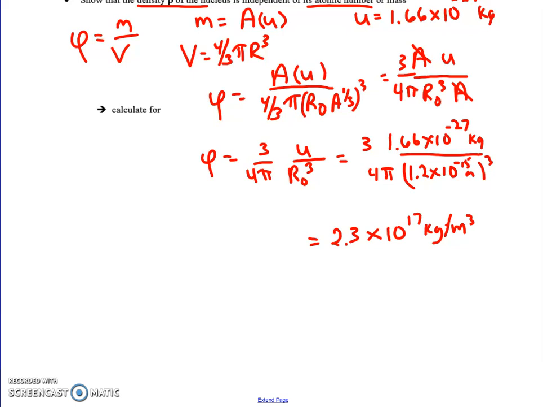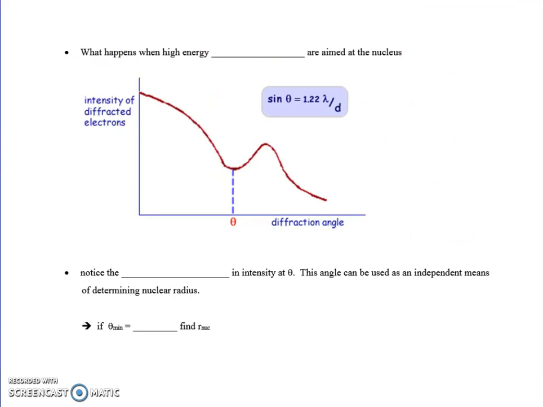Okay, and again, it's independent of A. So it says calculate for, well, you fill in the blank. It really doesn't matter there. We could even do it for hydrogen, which is essentially saying that the density of a proton or neutron is essentially that, which makes sense. Okay, so let's finish up by looking at two other aspects of the nucleus.